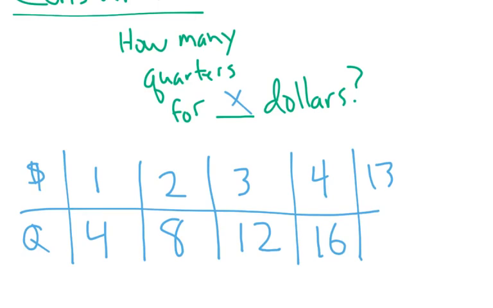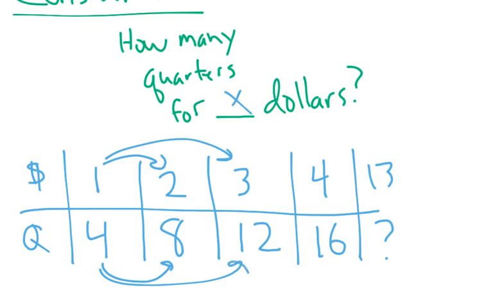How many quarters would we then need? Is there a pattern we can pick up from going from here to here, or here to there, that could help us with it? And there is a pattern. We need to multiply however many dollars we have by 4. If you times by 4, boom, you get these numbers right here.